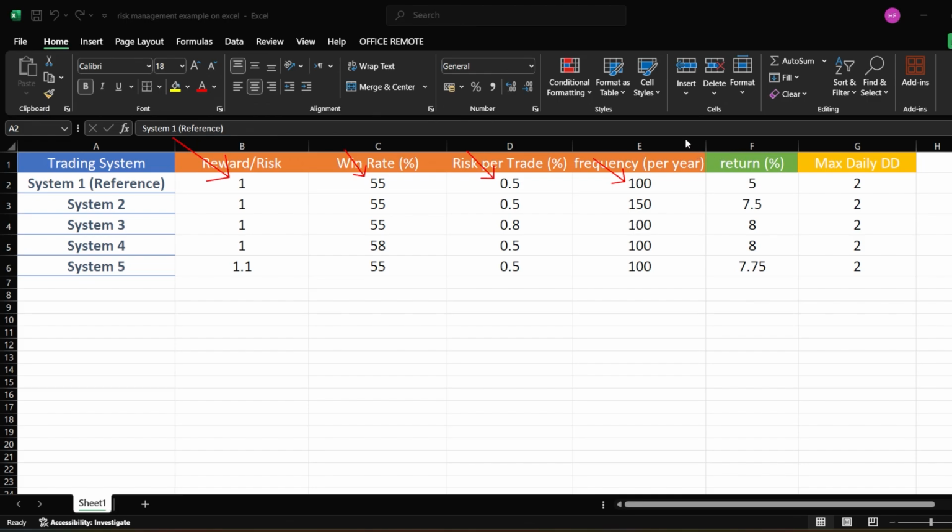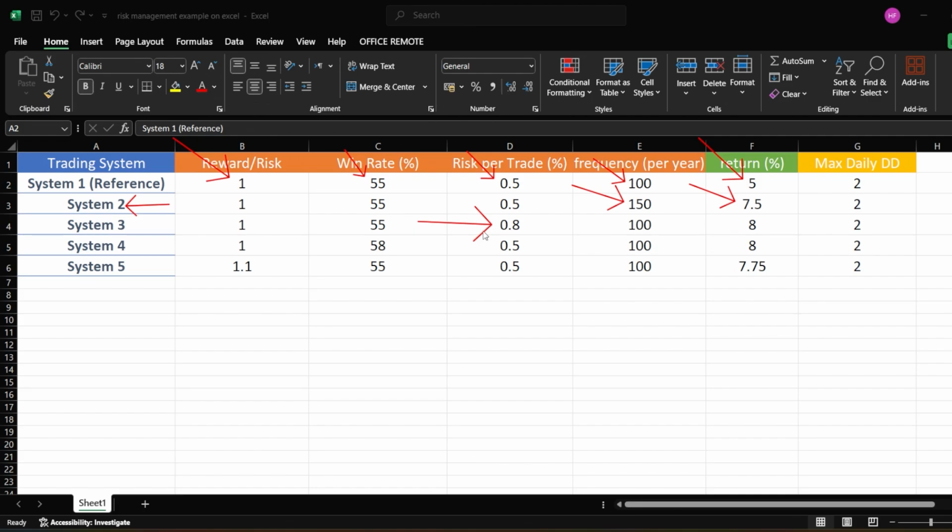Thus, it will be making 5% in 1 year. System number 2 is quite similar to system number 1. The only difference is that it gives us 150 trades per year and the annual return is 7.5%.